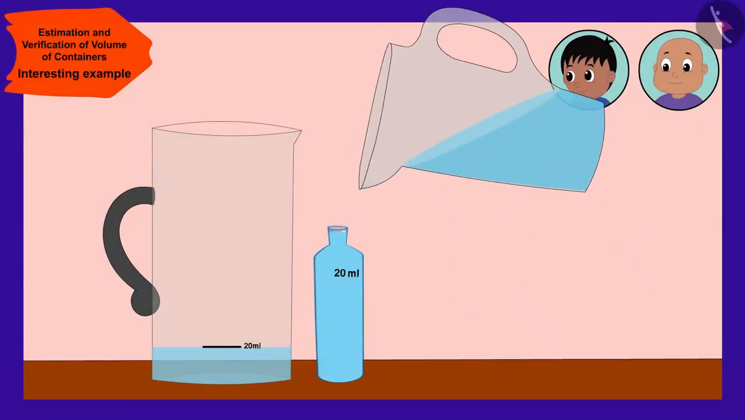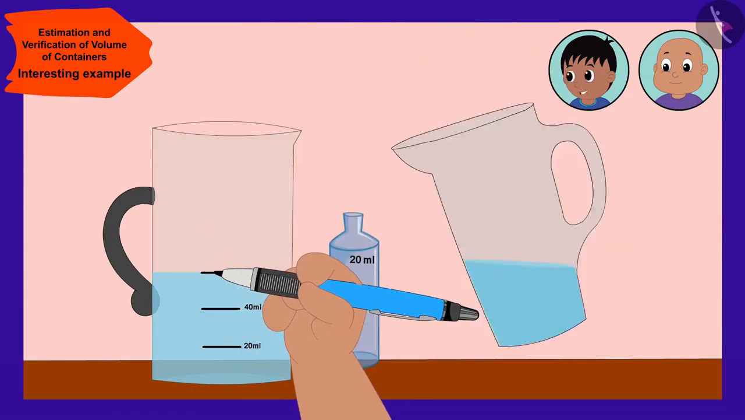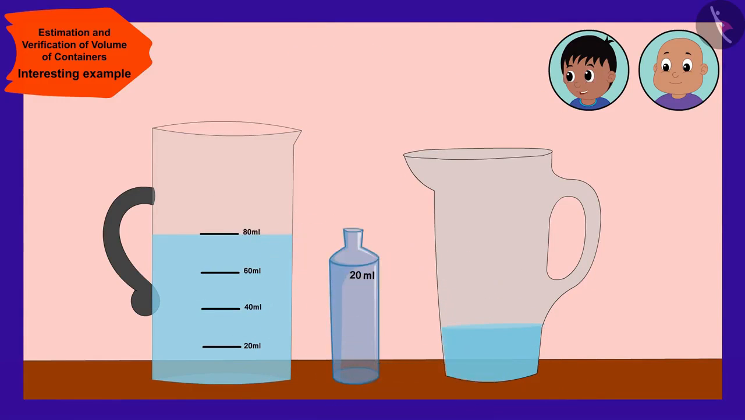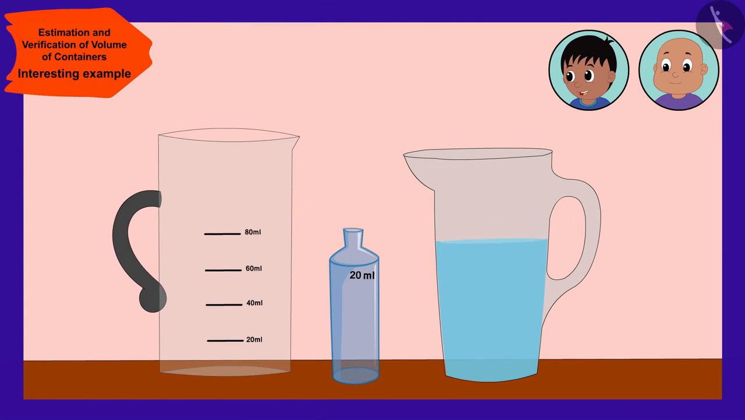Now, we will fill the bottle completely every time and empty it in the jug, and each time a mark will be made on the jug by adding 20 to the previous level of water. In this way, the marks on the jug will be made at 40, 60, 80 milliliters. See, Bablu, our measuring jug is ready. Now we can use it to find the volume of the coins.